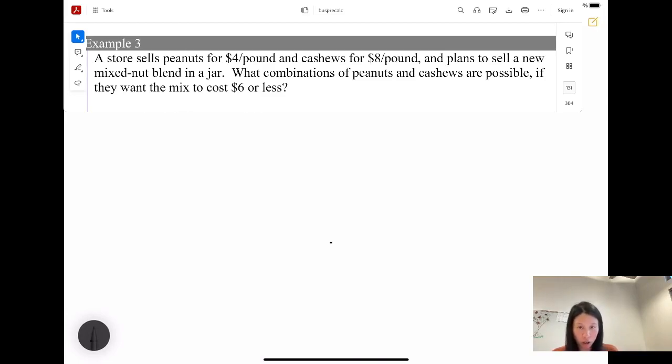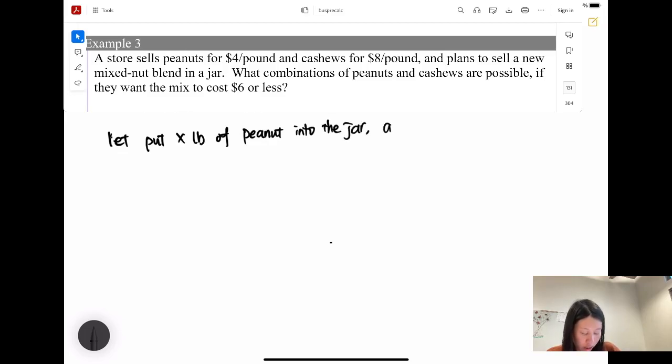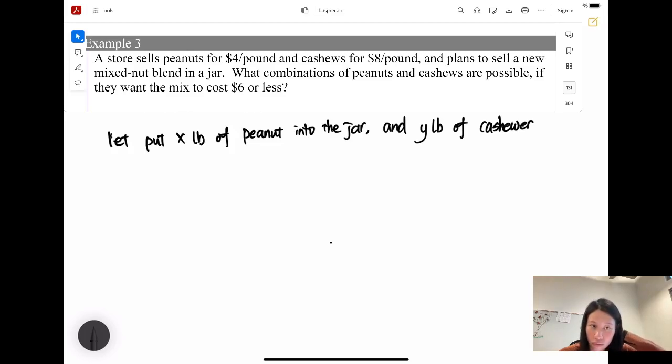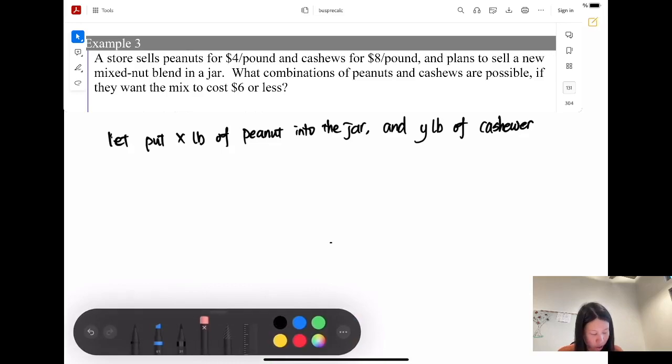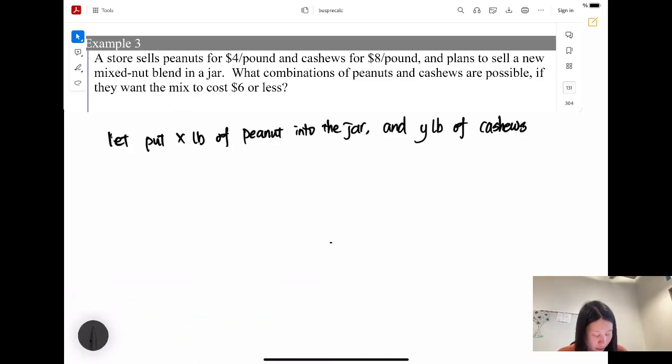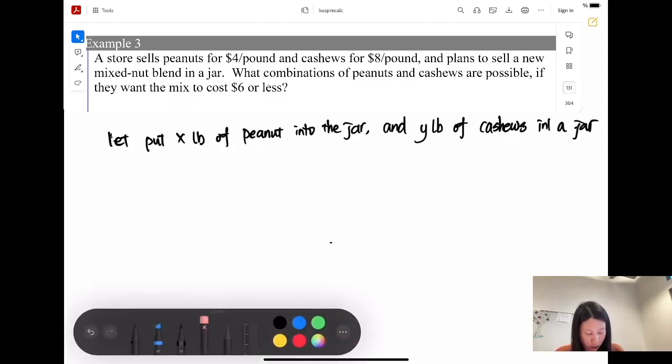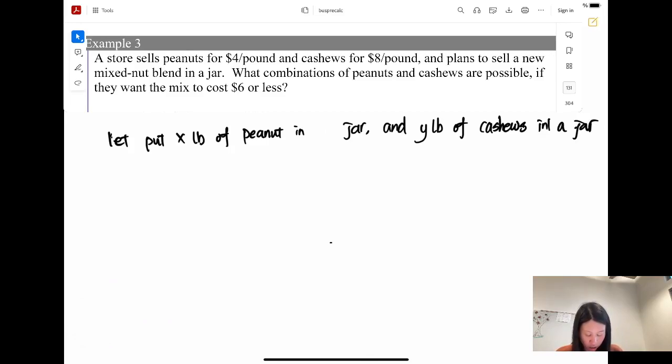Let's say we don't know. Let's put x pounds of peanuts into the jar and y pounds of cashews in the jar.